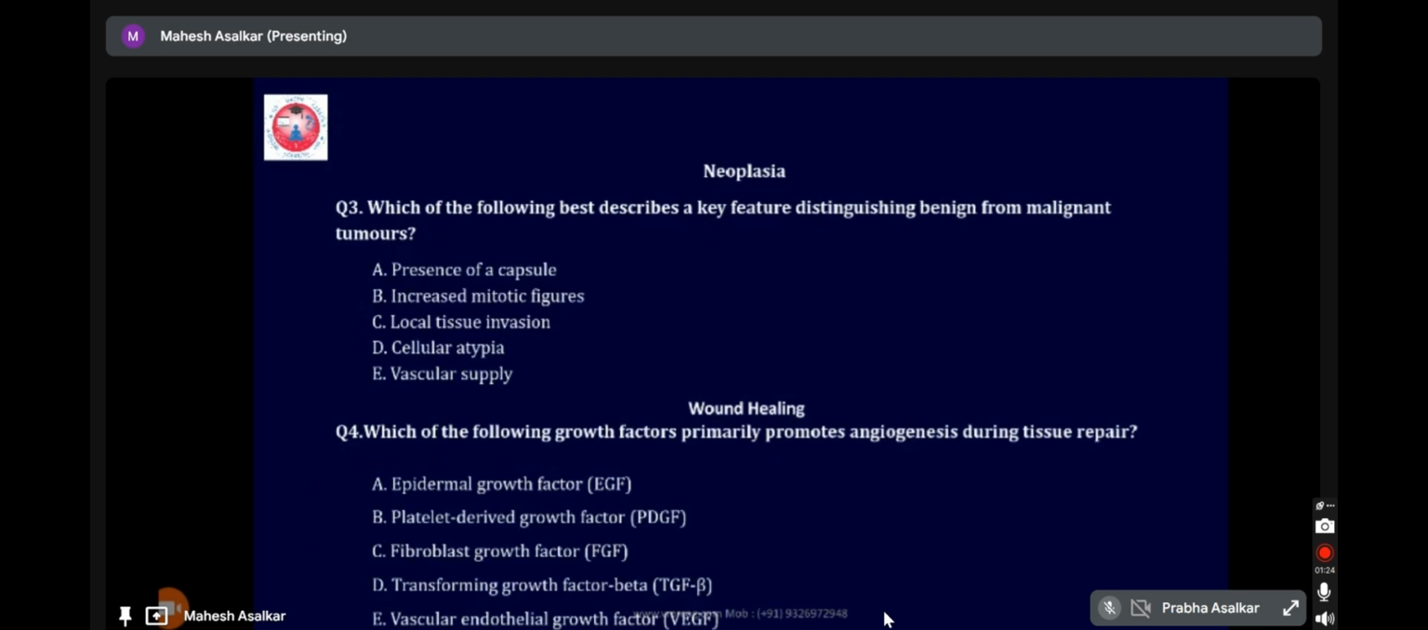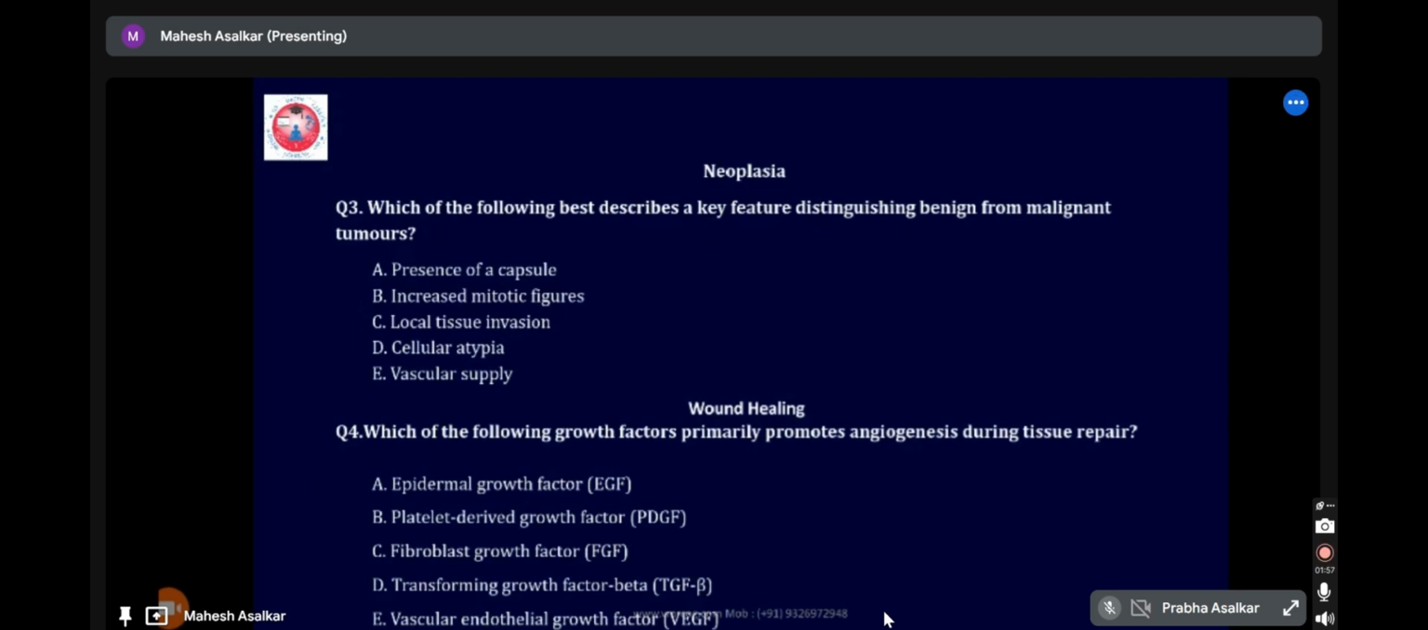Which of the following best describes a key feature distinguishing benign from malignant tumors? Presence of capsule, increased mitotic figures, local tissue invasion, cellular atypia, vascular supply. Sir, it can be cellular atypia as well as increased mitotic figures. Among these two, option A, among options B and C, D.